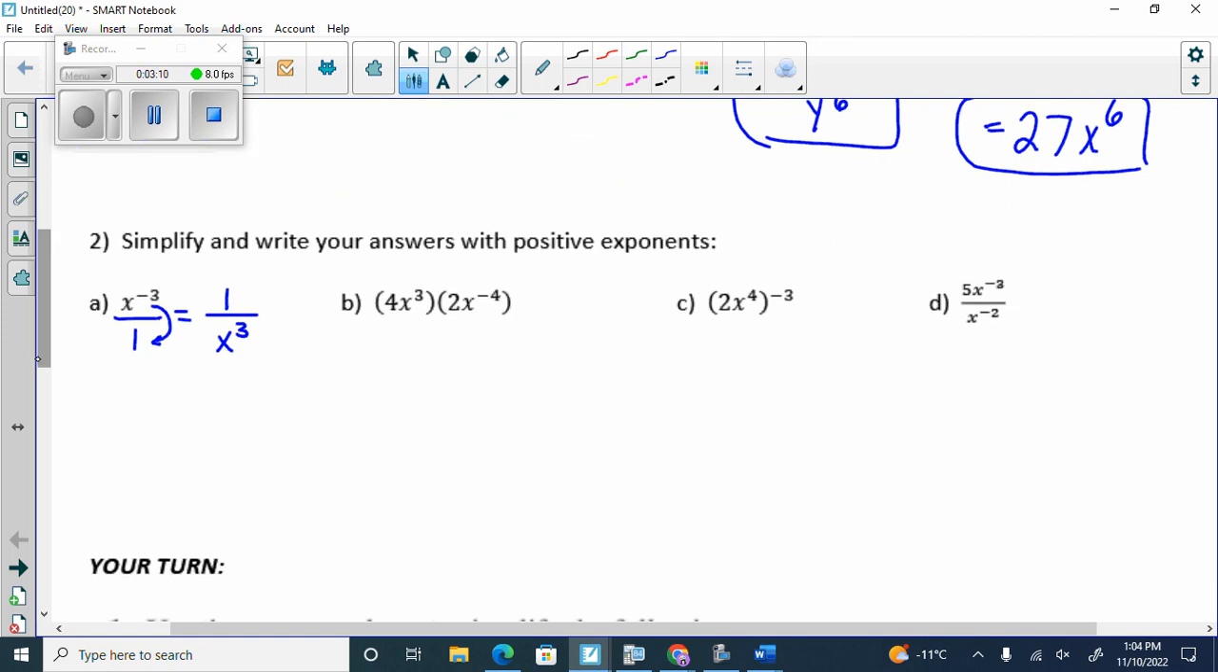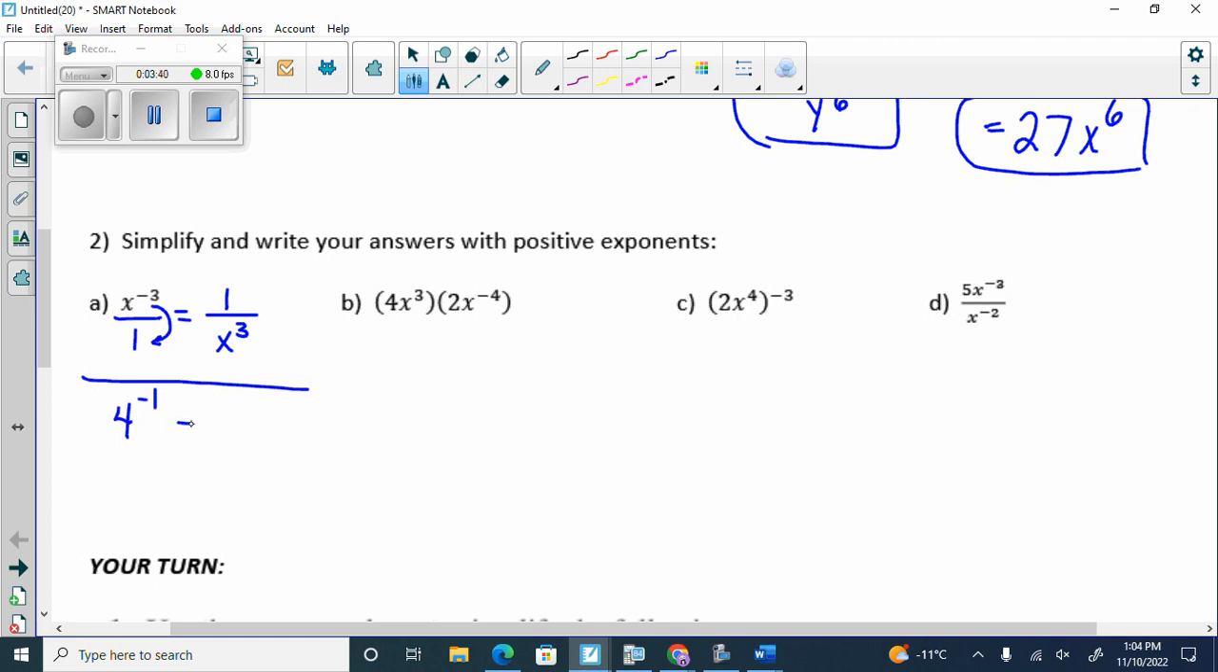If you don't believe me, I'm going to give you an example. 4 to the negative 1. Type that baby in your calculator. 4 to the power of negative 1. Put it in your calculator, 4 to the power of negative 1. And what do you get?